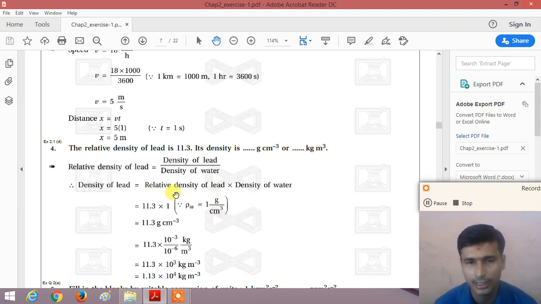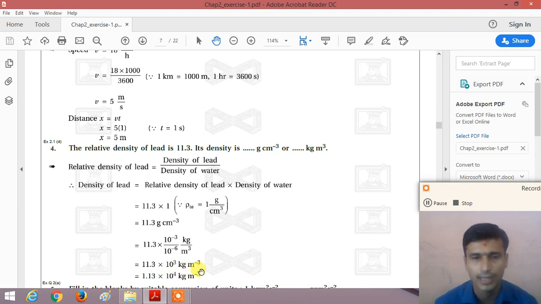So if you multiply the relative density of lead, 11.3, into 1 gram per centimeter cube, we get the density of lead as 11.3 gram per centimeter cube. But if you multiply 11.3 into 10 raised to 3 kilogram per meter cube, because the density of water in kilogram per meter cube is 10 raised to 3, we get the answer 11.3 multiplied by 10 raised to 3 kilogram per meter cube.